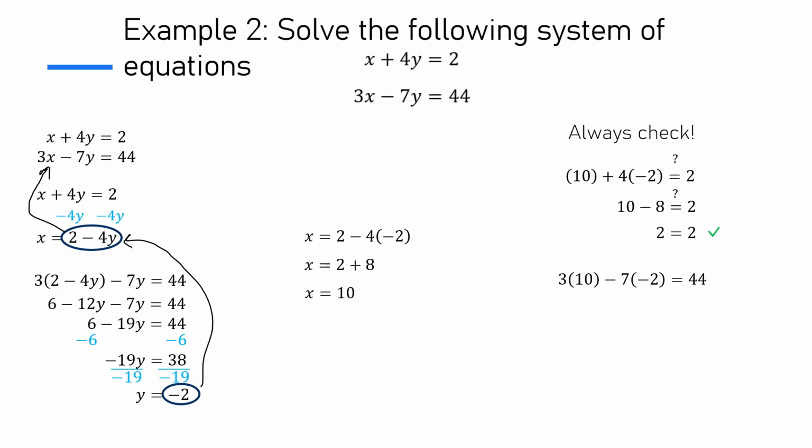I should check in the second equation as well. 3 times 10 minus 7 times negative 2 is equal to 44. Again, substituting in for the x and the y using parentheses. And then we can evaluate that. 3 times 10 is 30, and negative 7 times negative 2 is positive 14. So we have 30 plus 14 is equal to 44. 30 plus 14 is 44. 44 equals 44. Yay. So there's our answer: 10, negative 2.